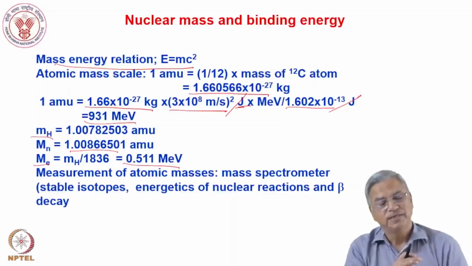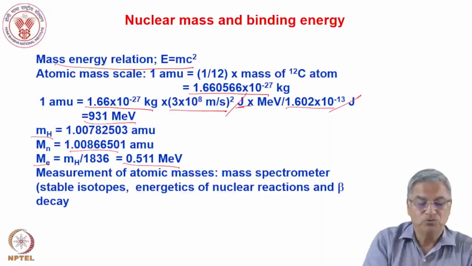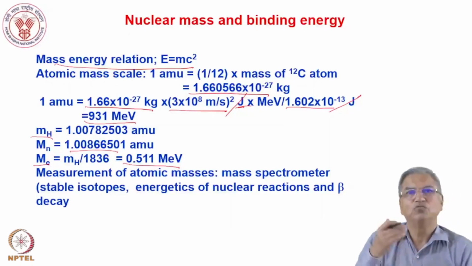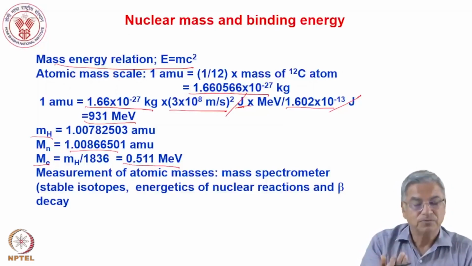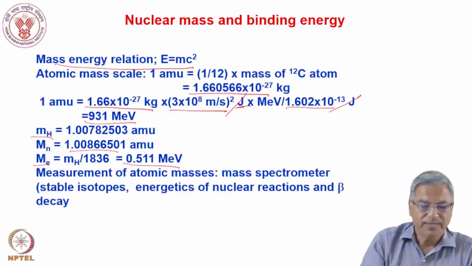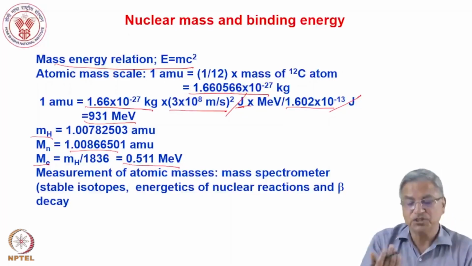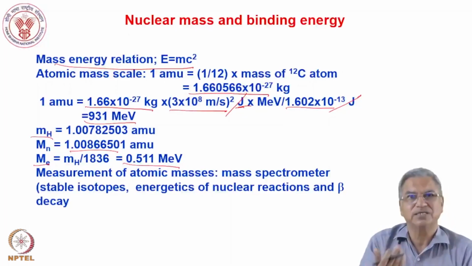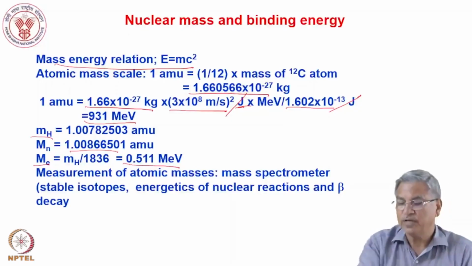Because the mass of the electron is very small compared to that of proton and neutron, many times instead of proton mass we write atomic masses. As we will see later on, instead of the mass of proton, we can write the atomic mass of hydrogen atom. And these masses of nuclei are measured by mass spectrometers, or there are other ways like energetics of nuclear reactions, beta decay, etc. By several ways you can find out the masses of the nuclei.